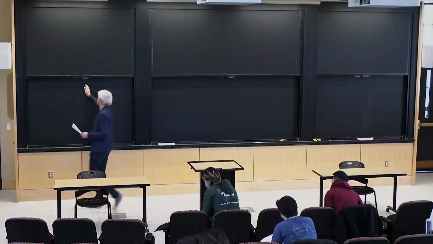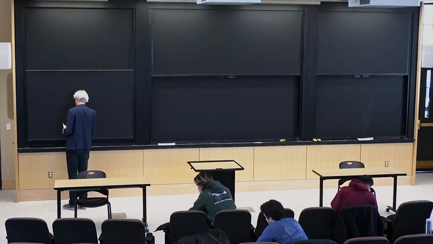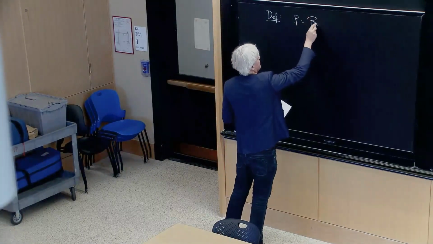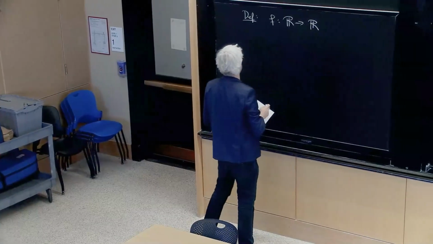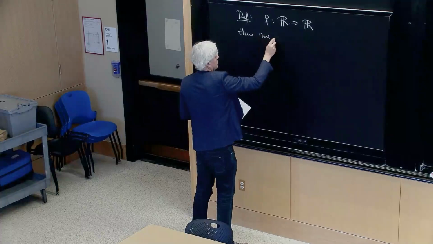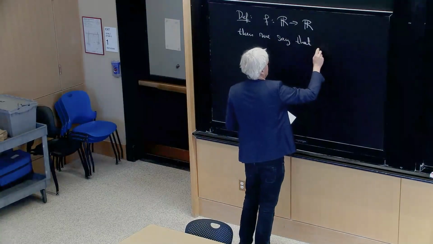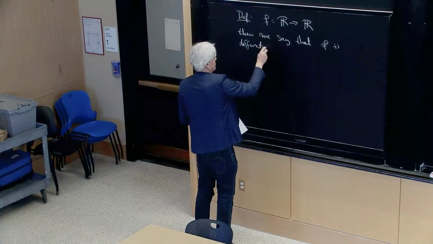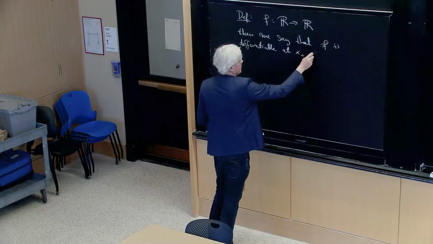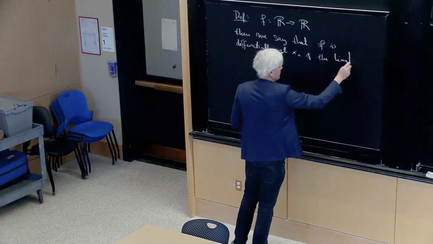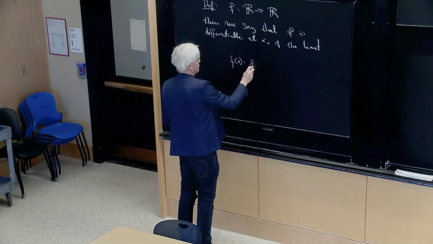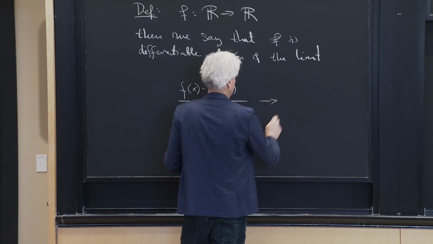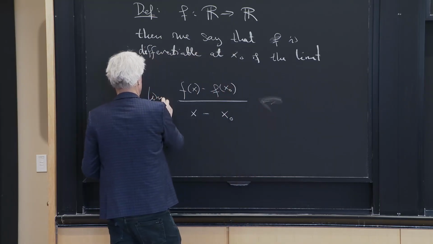So next we're switching away from metric spaces and we talk about differentiation. So if we have a function on R, say, and then we say that f is differentiable at x0 if the limit here, f of x minus f of x0, divided by x minus x0, if this limit here exists, as x goes to x0.